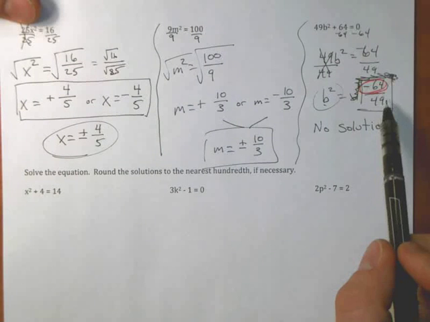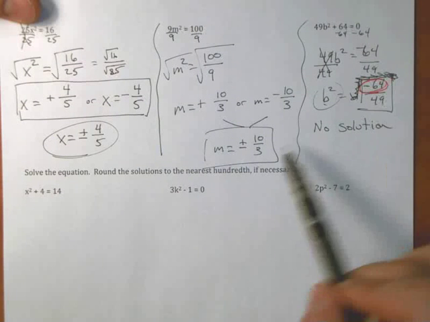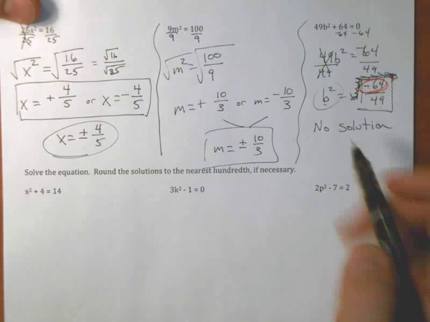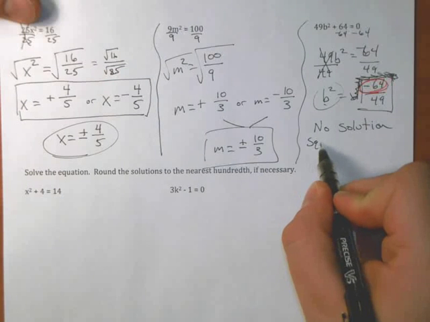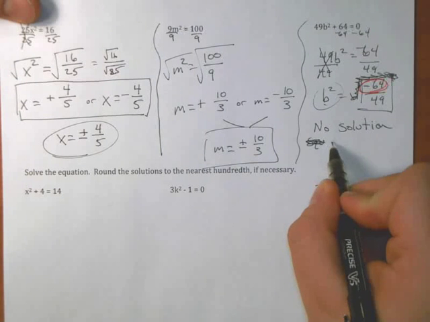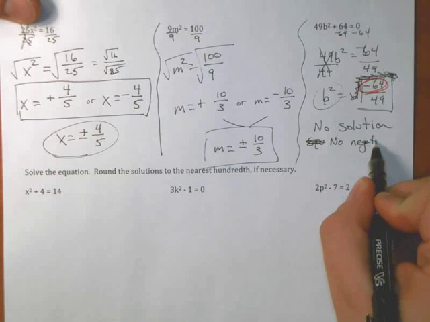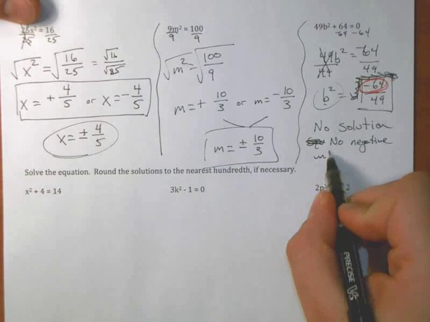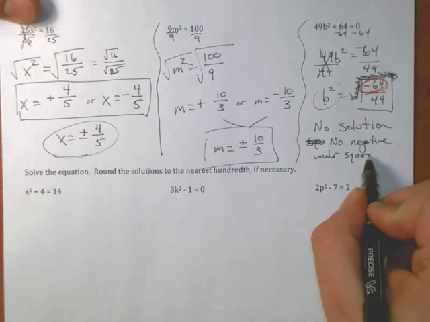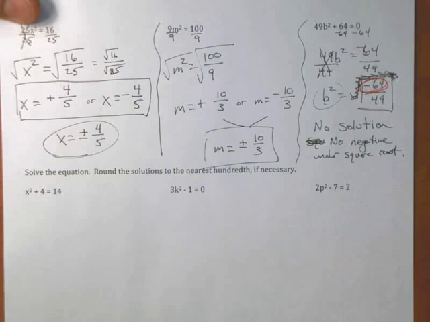So since b squared is equal to a negative number, whether it be a nice fraction or not, I can't take the square root. I can't find a negative square root.